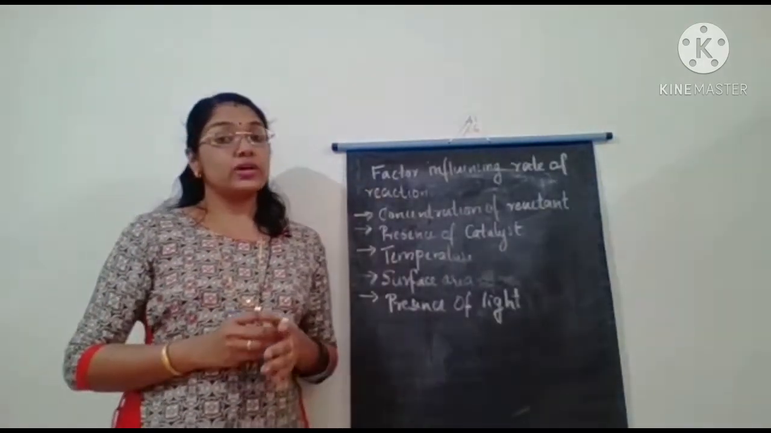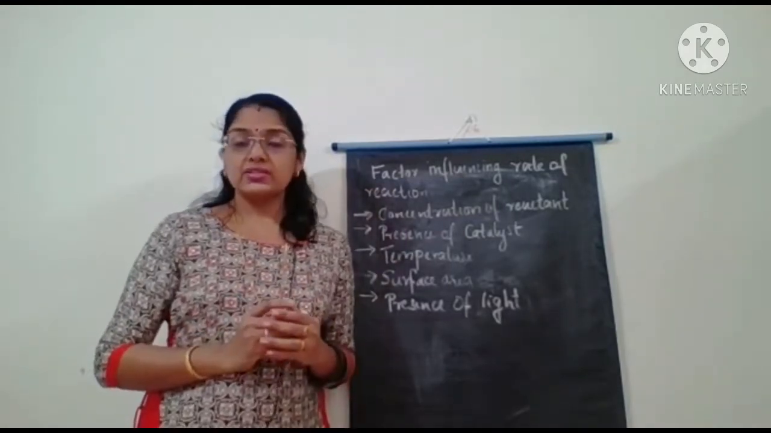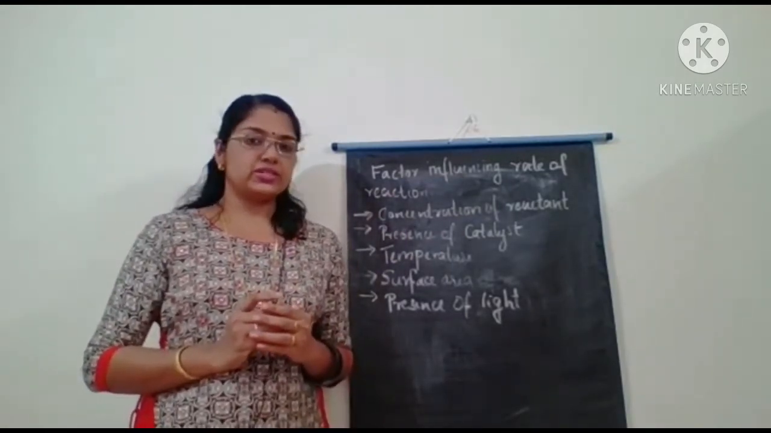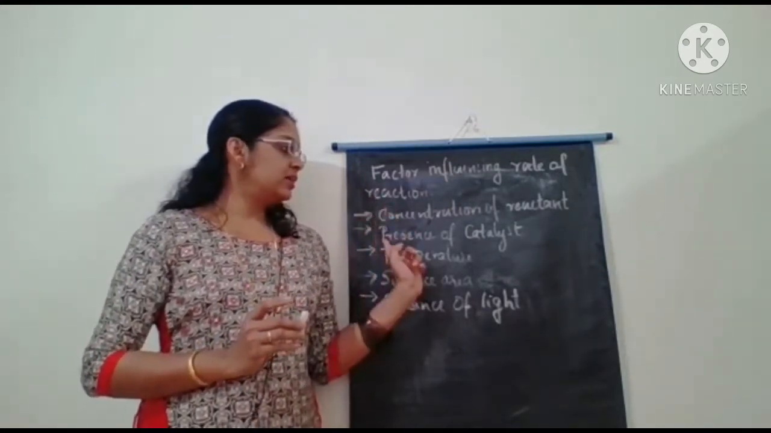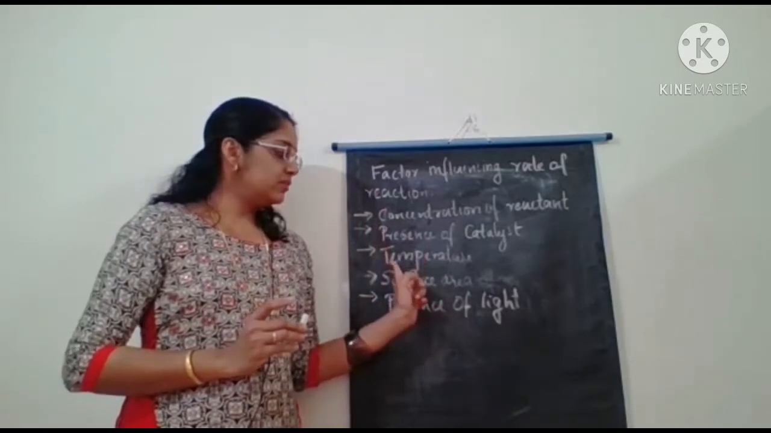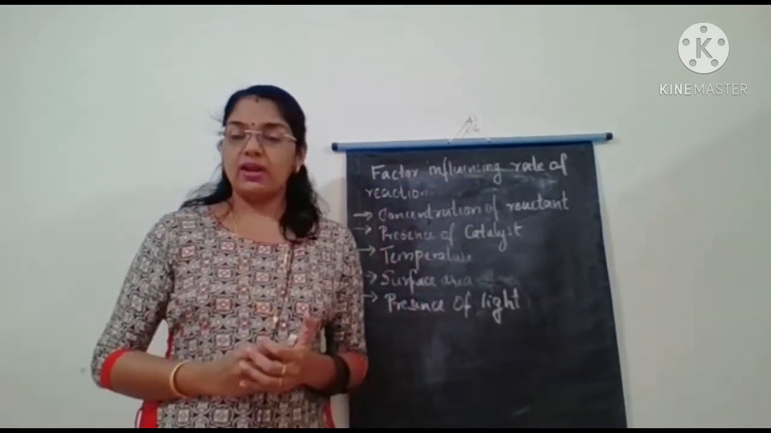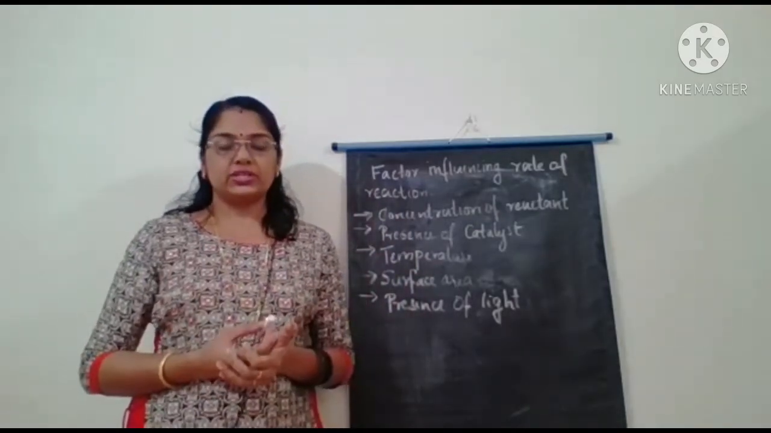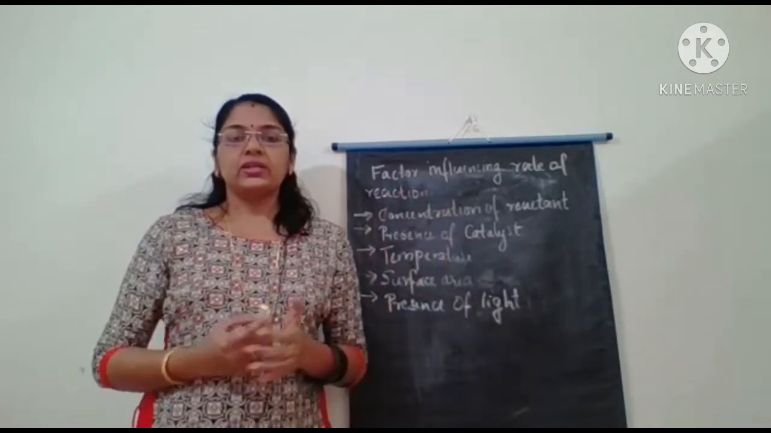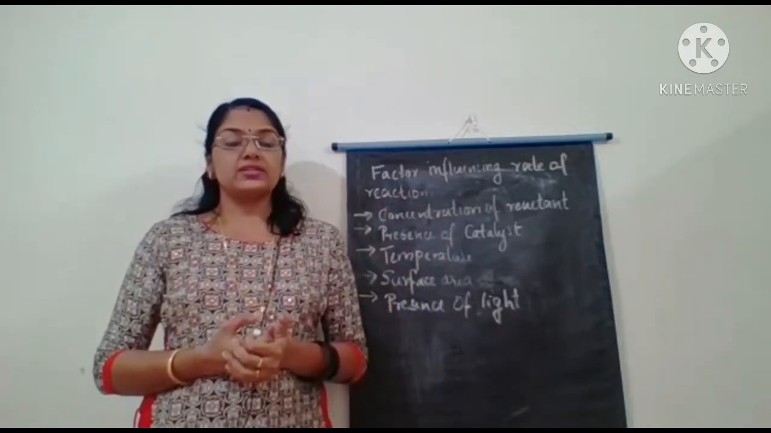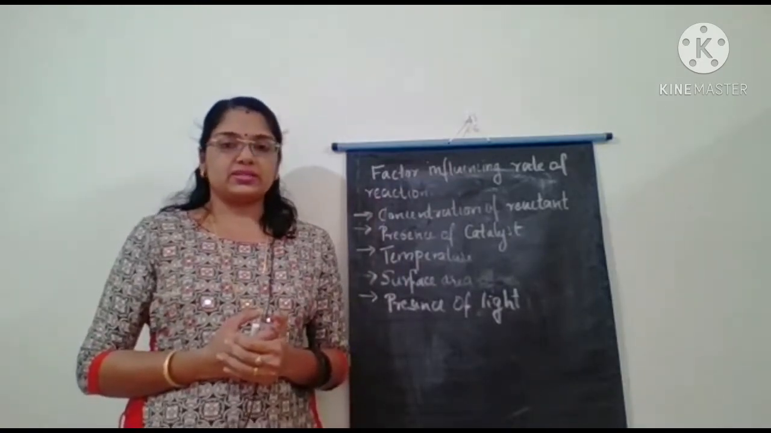Next, we can discuss what are the factors influencing the rate of chemical reactions. There are several factors which influence the rate of chemical reactions. Some of the important factors are the concentration of the reactant, then presence of catalyst, then the third one is temperature and surface area, and last is the presence of light or exposure to radiation. Coming to the first factor, that is concentration of reactants: if the concentration of the reactant increases, the rate of chemical reaction also increases.